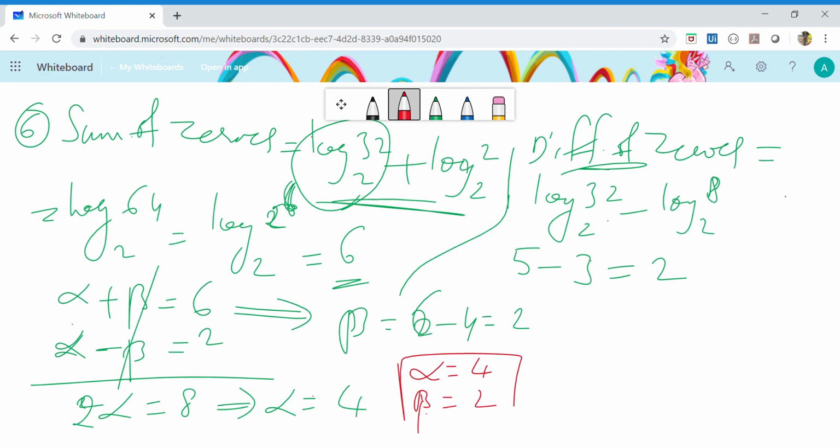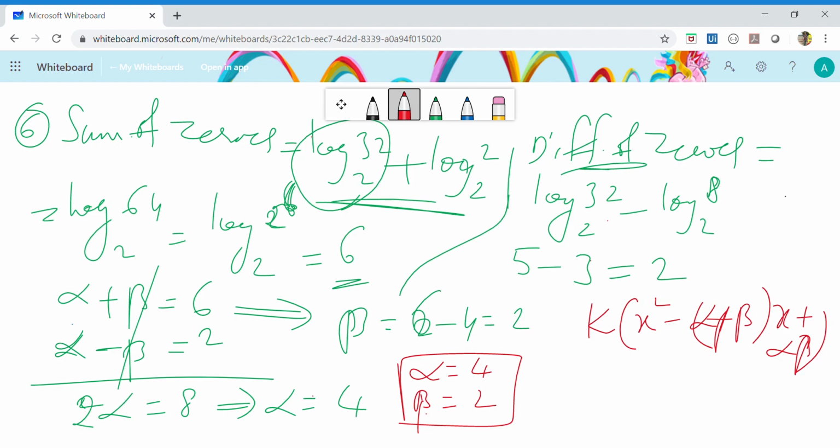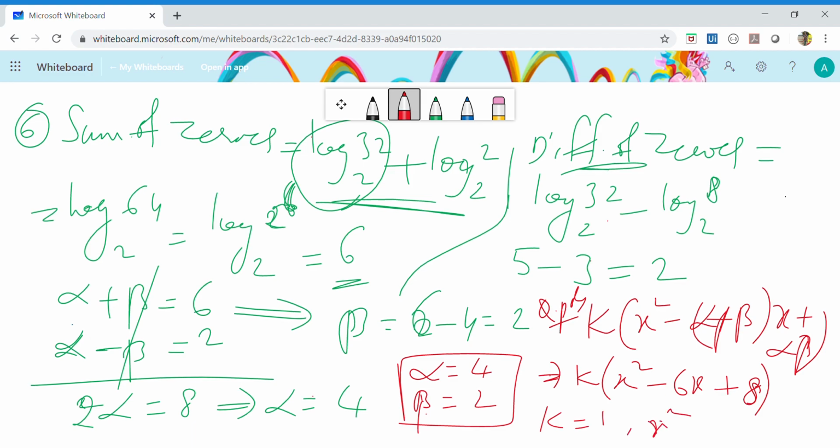Then the quadratic polynomial with zeros, what is the formula? k of x square minus alpha plus beta of x plus alpha beta. That is the quadratic polynomial with zeros. So that implies k of x square minus alpha plus beta, which is 6, 6x plus alpha beta, which is 8, because alpha is 4 and beta is 2. So if k is equal to 1, the required polynomial is x square minus 6x plus 8. That is the answer.